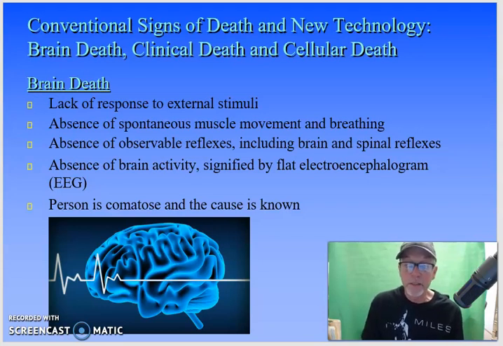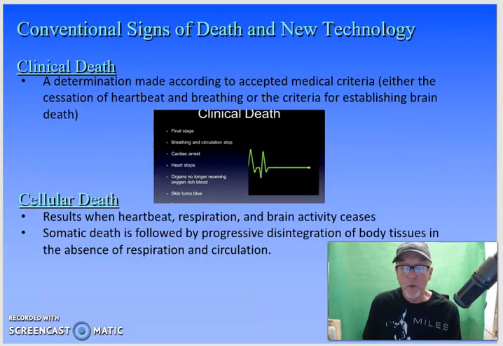There's the absence of spontaneous muscle movement and breathing, the absence of observable reflexes, including brain and spinal reflexes, the absence of brain activity signified by a flat EEG, as you see in the picture below, and the person is comatose, and the cause is known. Whereas clinical death is a determination made according to accepted medical criteria, either the cessation of heartbeat and breathing or the criteria establishing brain death, as we looked at just a bit ago.